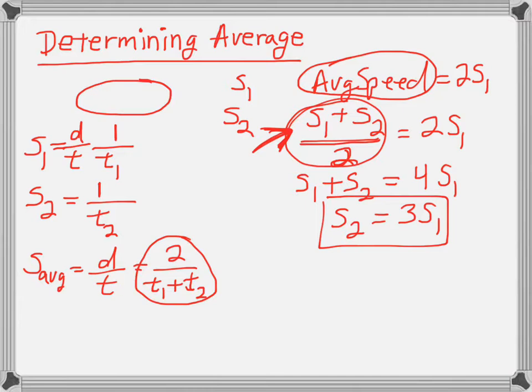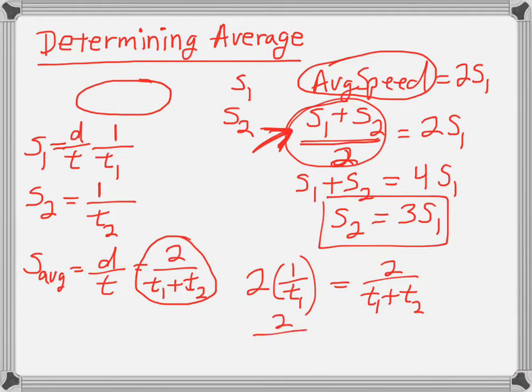So what are we trying to solve in this problem? We want the average to equal twice speed 1, to try to figure out how fast we need to go for speed 2. So if we take 2 times S1, which was 1 over T1, that needs to equal the average, 2 over T1 plus T2. That's the way it needs to work. So if we do that, we get 2 over T1 equals 2 over T1 plus T2.